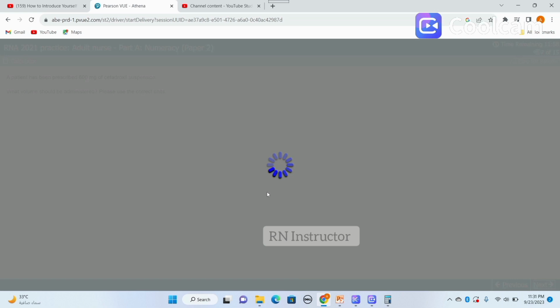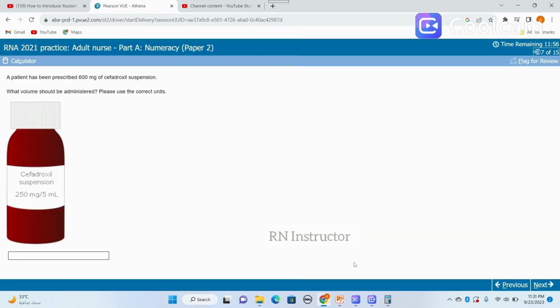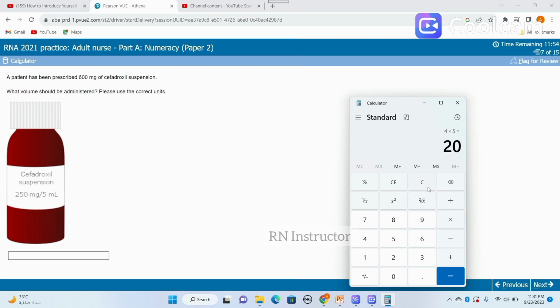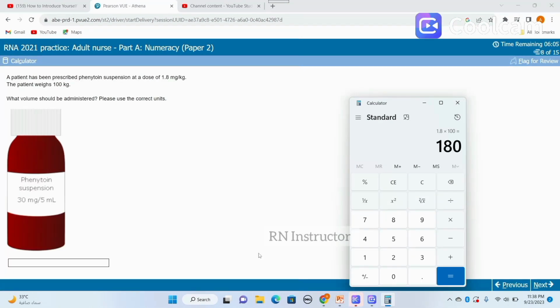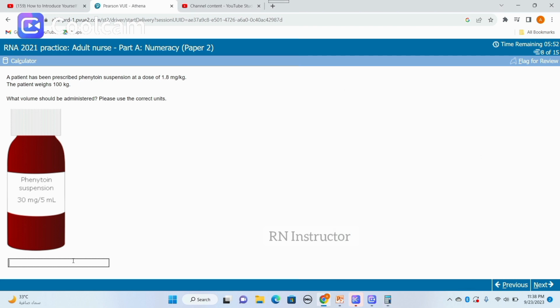Then the next question is, a patient has been prescribed 600 mg. So this is the doctor's order. You are going to give 600 mg divided by the stock in hand, 150 mg, multiplied by the volume, 5 ml. You will get 30 ml. We are going to administer it to the patient.